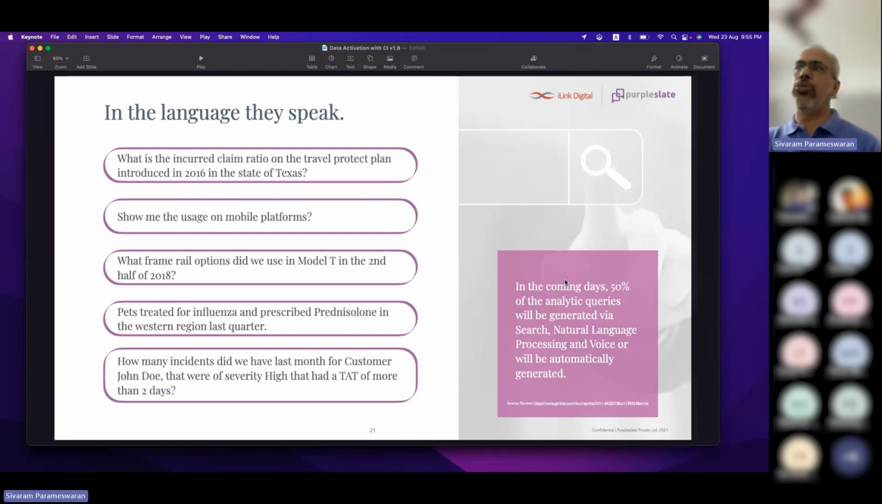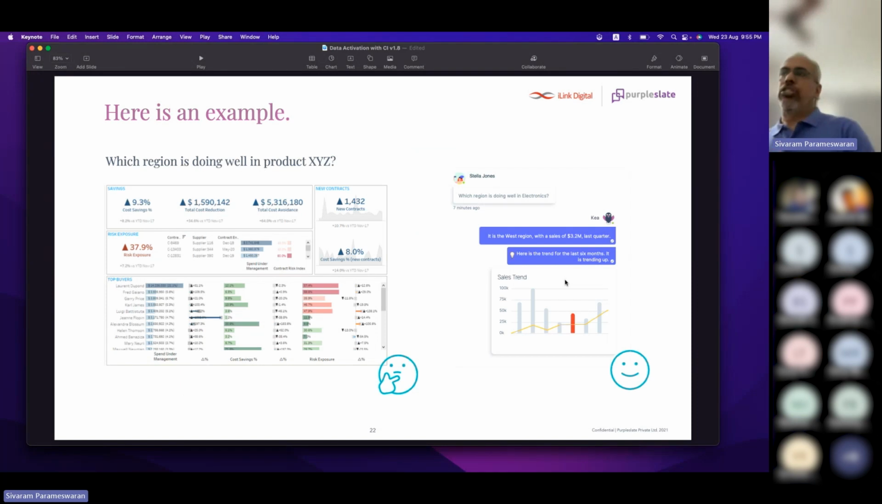Now, I'll just quickly get into the data activation part. To simplify it, today, if we are consuming data through dashboards, say, for example, if I need to get the answer to this question, which region is doing well in product XYZ, there are two ways I can do it. One is the way, conventionally, which we do today: looking at a dashboard, playing around with it, with an ability to assimilate this information, spending that much amount of time trying to get that answer.